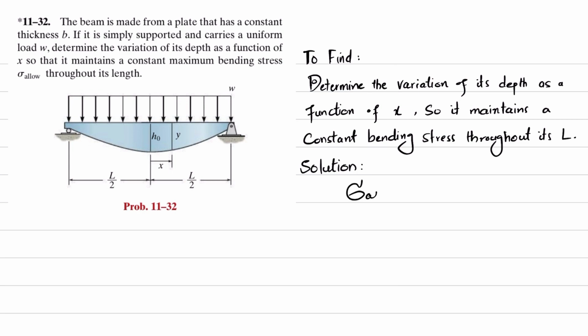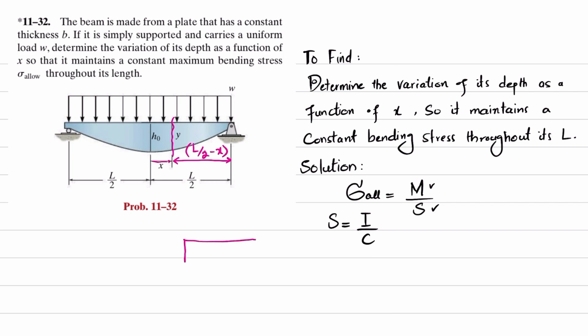We know that allowable bending stress is equal to bending moment divided by section modulus, and this section modulus S is equal to I divided by C. Clear? So we will find this M as well as S. For finding this M, we will cut the beam at a distance of x. So this remaining distance will be equal to L by 2 minus x, and we will draw this portion over here.